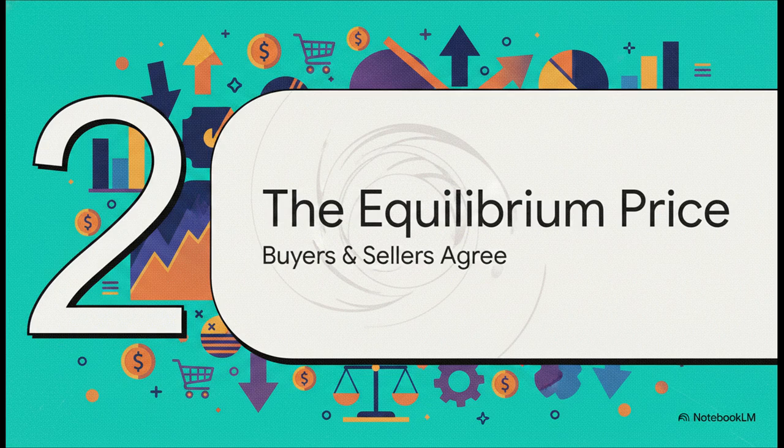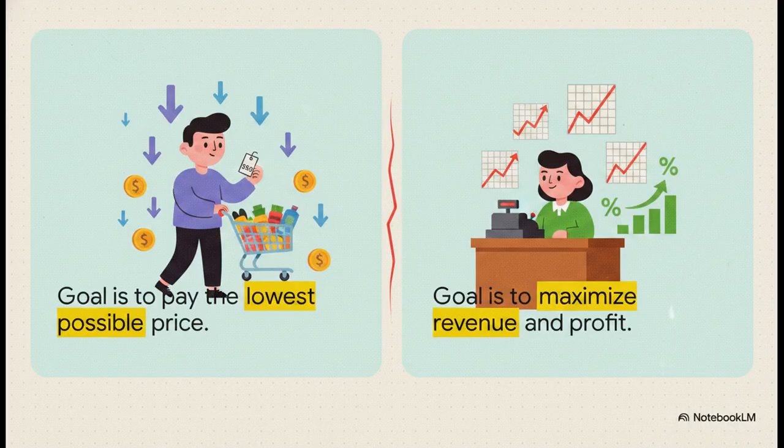Moving on to Section 2. Finding the equilibrium price, or when buyers and sellers agree. Let's see how these two completely competing laws finally find some common ground. This dynamic brilliantly illustrates the core tension in literally any market. On one hand, you've got the consumer, and your primary goal is just to save a buck, right? You want to pay the absolute lowest possible price. But on the other hand, the producer's out there trying to maximize their revenue and their profit margin.